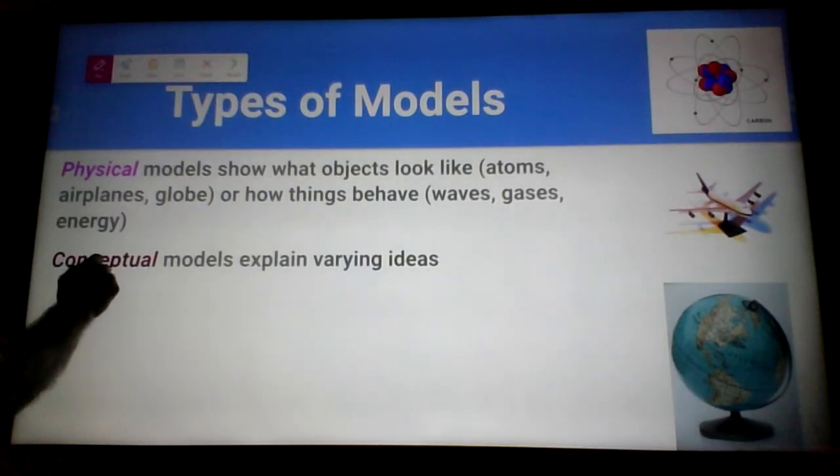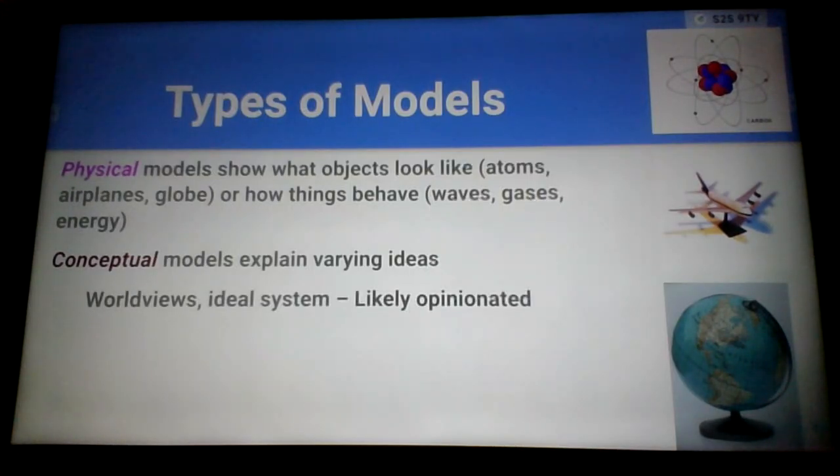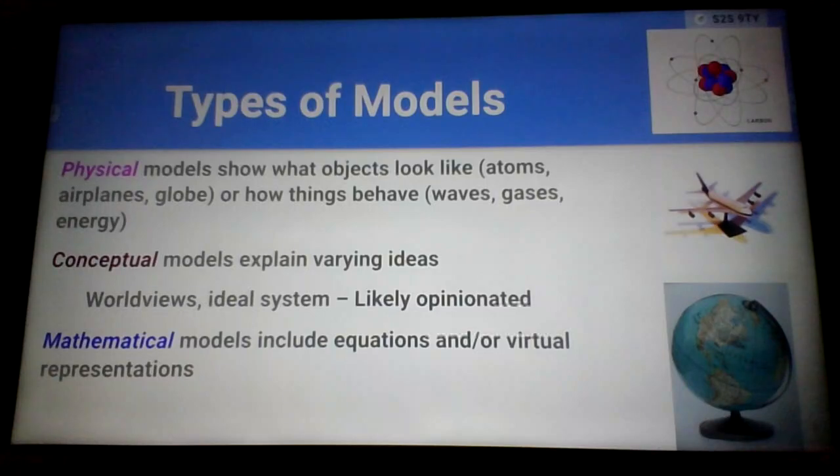Okay? So you can kind of link these two words together. A concept is an idea. So conceptual models talk about ideas, such as worldviews, ideal systems. Now these are very likely opinionated because ideas don't always come to fruition as true facts. Concepts are just ideas and we learn a lot of facts about them. Mathematical models include equations like I showed you a moment ago. Force equals mass times acceleration, and virtual representations. Many laws use mathematical models. Weight equals mass times gravity. Momentum equals mass times velocity. These are mathematical models that many physics laws use. Ready?